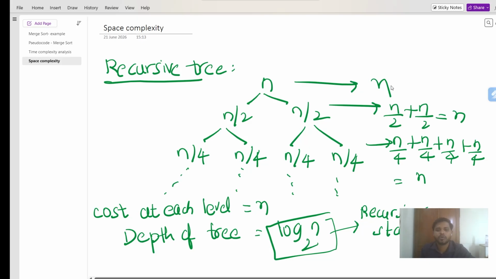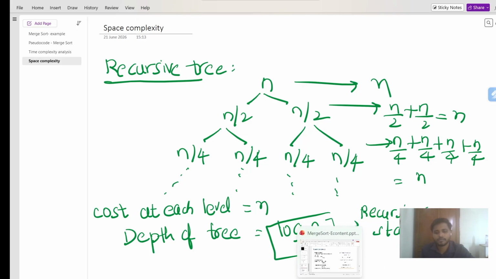At level 0, the cost is n. At level 1, the cost is again n. And at level 2, the cost is again n. So the cost at each level is n. And if you see, this is a fully complete binary tree. And the depth or height of this fully complete binary tree would be big O of log n base 2. So this log n base 2 is the recursive or stack space.